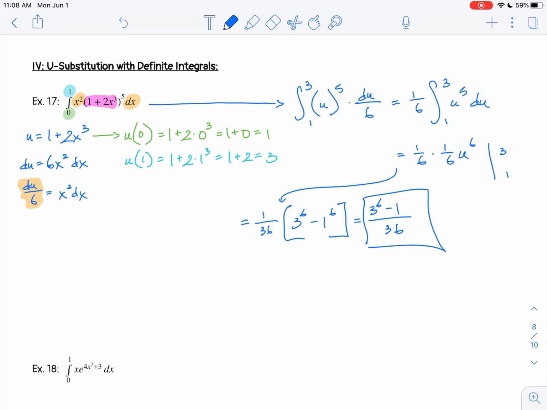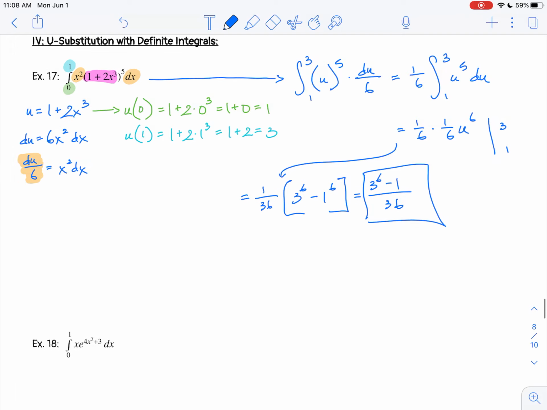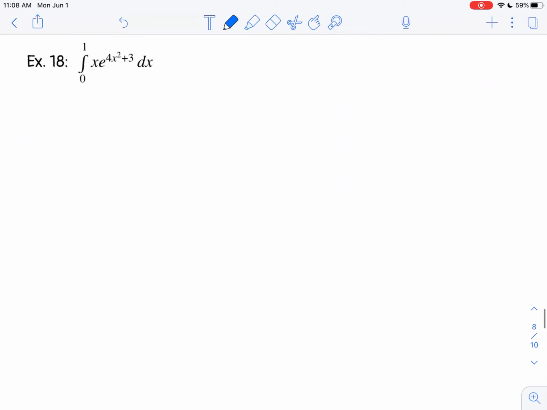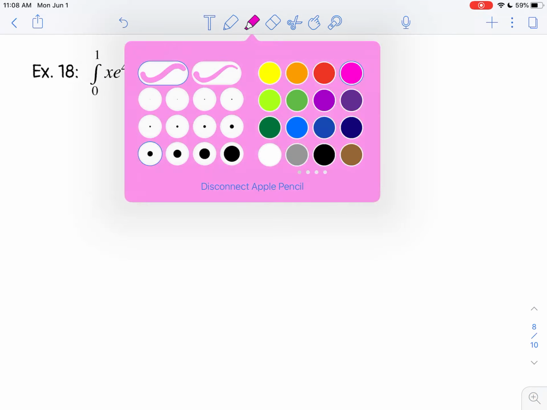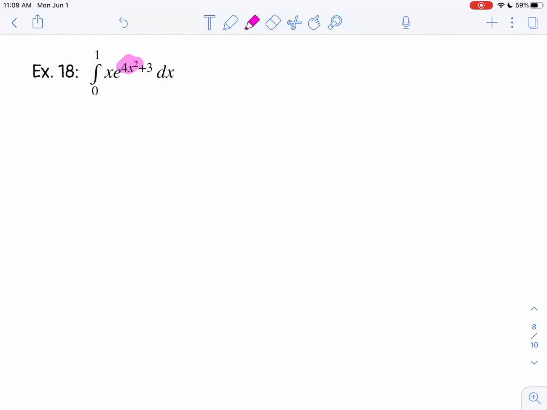Let's take a look at 18, which is going to be very similar, and I'm going to do the same thing where I change my bounds. All right, so our u in this case is going to be the thing in the exponent. And that's kind of a common theme with u substitution. Things with a higher power, things in parentheses, things in exponents, okay? So my u is going to be 4x squared plus 3.